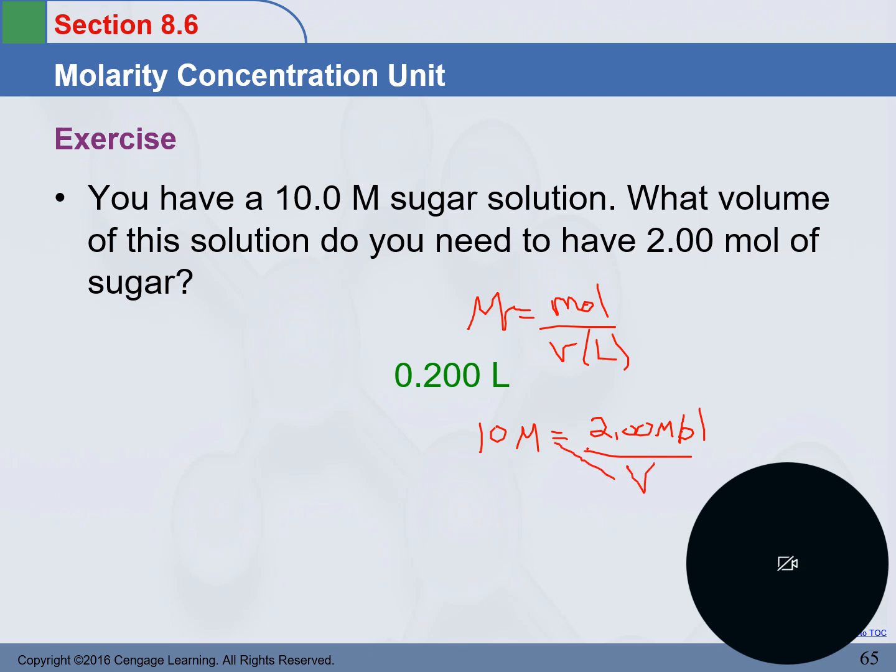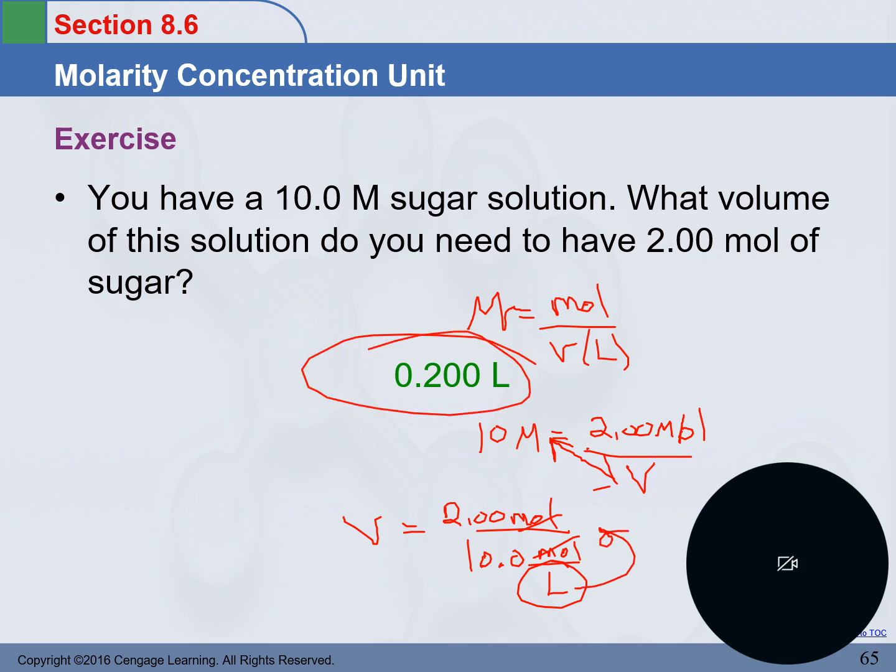So in this case, we're going to do a little cross multiplication. Bring your 10 molar down and your volume up, and your volume will be equal to 2.0 moles all over 10 molar, which is really moles over volume in liters. Moles will drop off, liters flips up to the top, and that's how we get this answer right there.